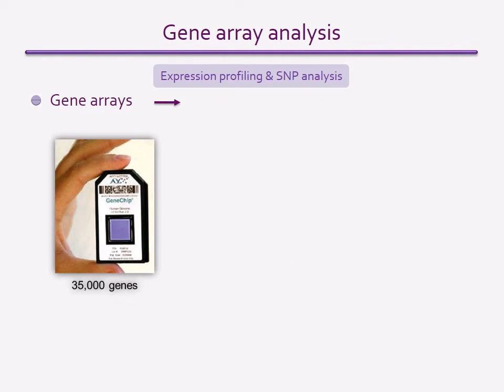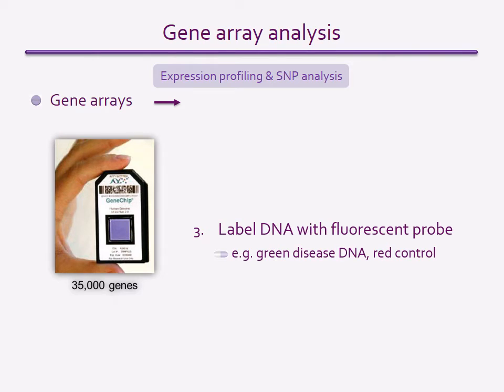An average gene array may contain 35,000 genes, which allows a large number of genes to be analysed in a single experiment. The general approach is similar for gene expression profiling and identifying SNPs. In each case, sample DNA is labelled with a fluorescent dye and inserted into the chip. Any sample DNA that is complementary to the chip DNA will bind to it, or hybridise.